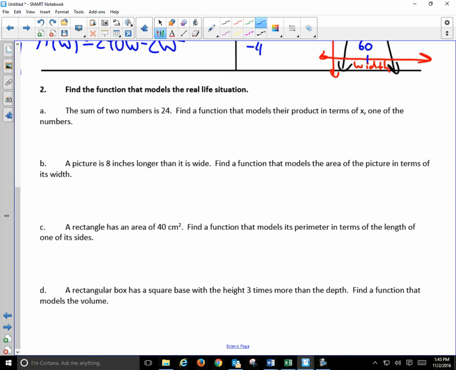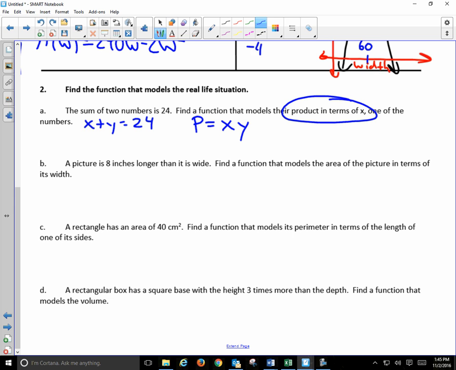So it says the sum of 2 numbers is 24. Find a function that models their product in terms of x, one of the numbers. So if I want to write an expression for 2 numbers that sum to 24, I write. But what's driving the problem is a product of those 2 numbers. How would I write the product of x and y? Product is equal to x times y.